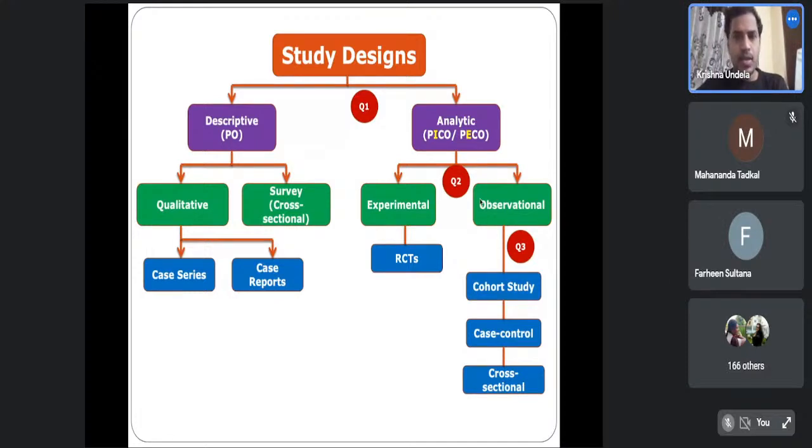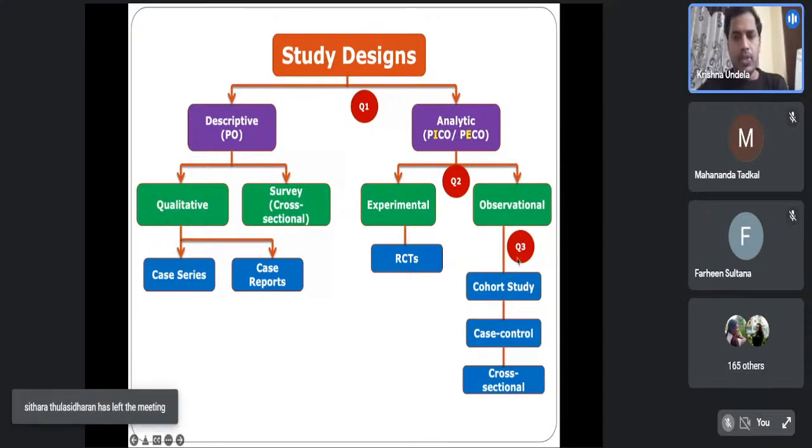If it is yes, it is experimental. If you're not giving an intervention, you are just observing the patient for a longer period of time. The patient is already taking some medication or already exposed to something. We are just going to follow and see what is happening to the patient in the future. We are just observing the patient, so that comes under the observational study design.